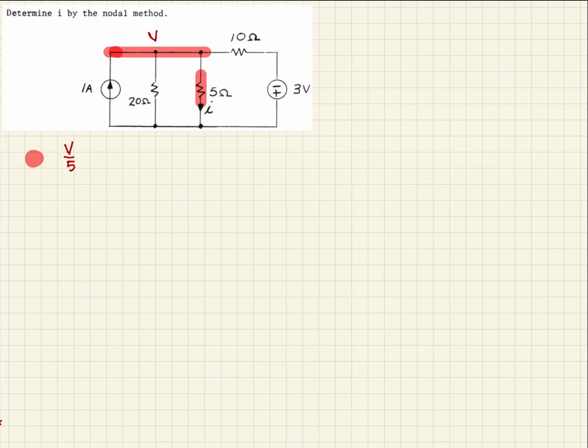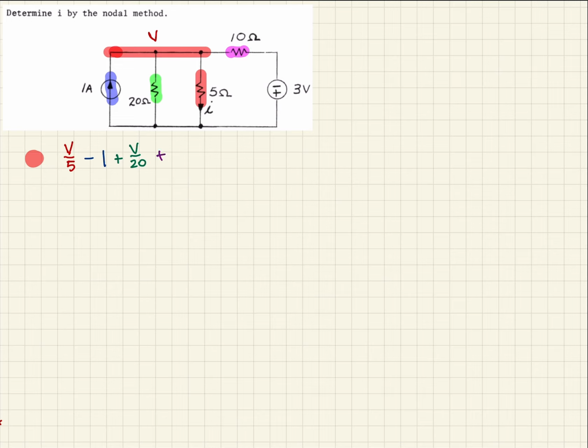So next we'll start at the beginning, and we see we have this device here, which is a current source, and it's flowing into the node. We define flowing out of the node as positive generally, so we will say this is -1 for the 1 amp there. And then we have another resistor here, and so the current flowing there we'll calculate as V over 20.